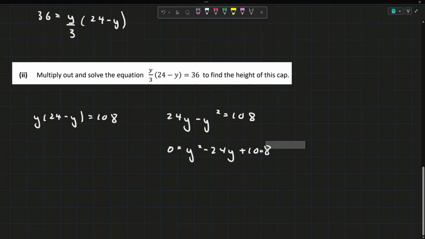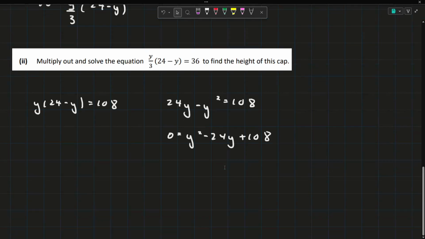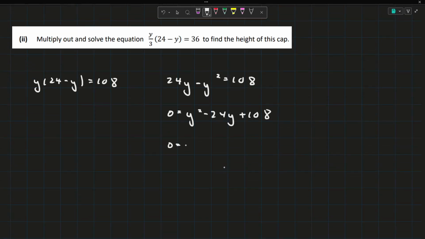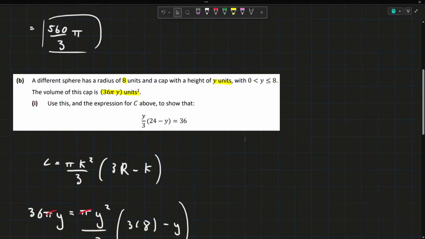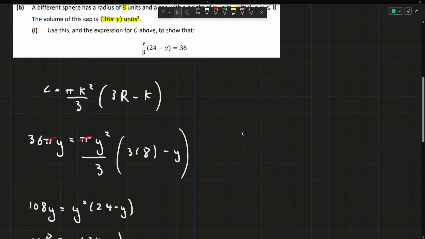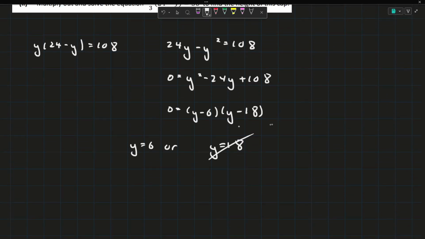You can use the quadratic formula if you want, or you can notice that the factors of 108, one way of doing it is going to be minus 6 times minus 18, and then they add to give you 24. So this factors to be y minus 6 times y minus 18. So that means that y equals 6 or y equals 18. Now we have two answers, and we're told the height, not heights. So, and if we look up here, we're told that y is between 0 and 8, so we can discard 18, and we can say that y is equal to 6 as our final answer.